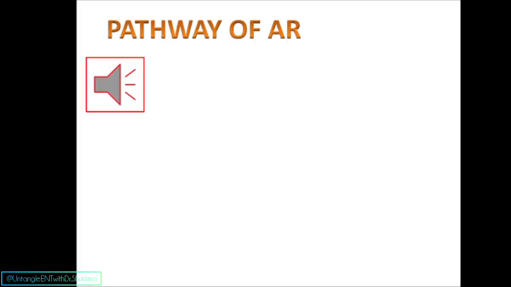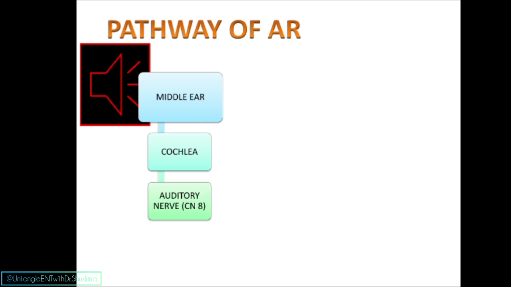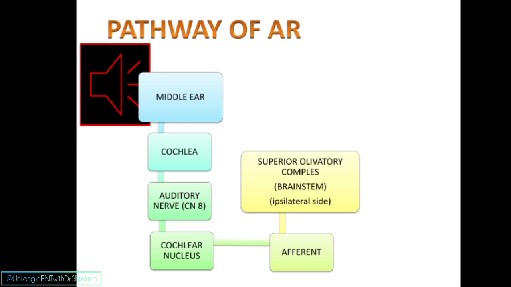Now let's learn about the pathway of acoustic reflex or the stapedial reflex. This large sound hits the middle ear, this gets transmitted to the cochlea, then to the auditory nerve, cranial nerve 8, into the cochlear nucleus. This is the afferent pathway to the superior olivary complex in the brainstem, where there is efferent crossing over. Now let's see this through a picture.